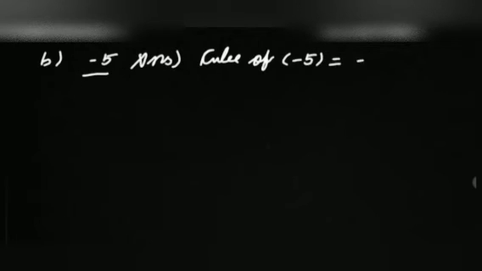Cube of minus 5 means negative 5 raised to 3, or minus 5 cubed. Okay, let me ask one question regarding the sign of the answer. Could you say what would be the sign of this answer? Of course, the integer given here is negative. Here we have integer minus 5 and it is of course negative.